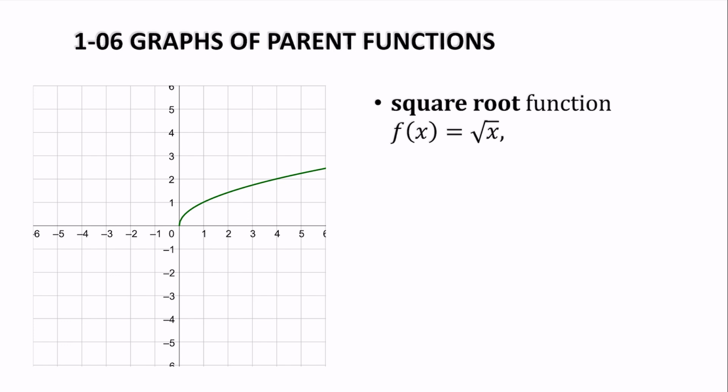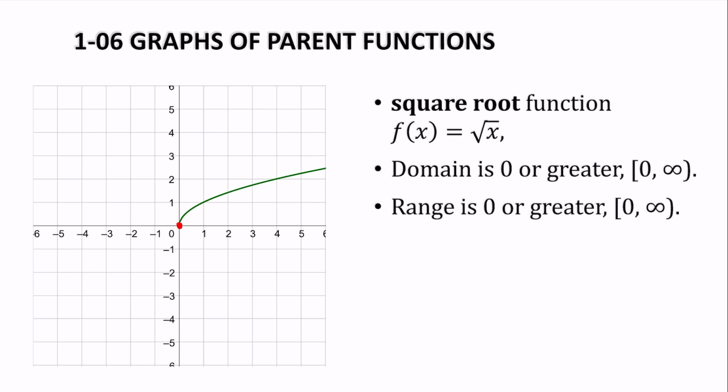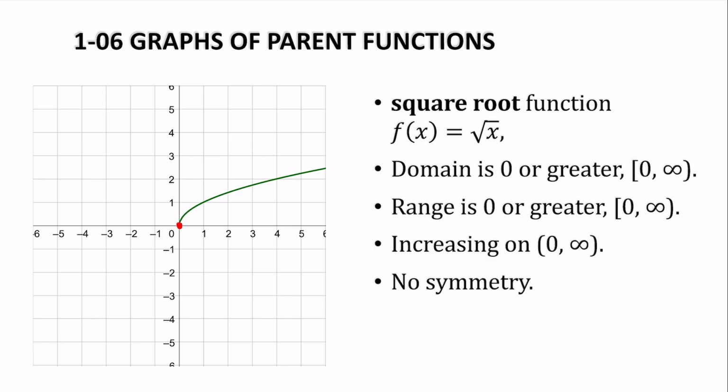And then the square root function, f of x equals the square root of x. Notice this one's different, as in it starts right there at 0, 0. So the domain is 0 or greater, and the range is also 0 or greater. It's always increasing, and it has no symmetry.